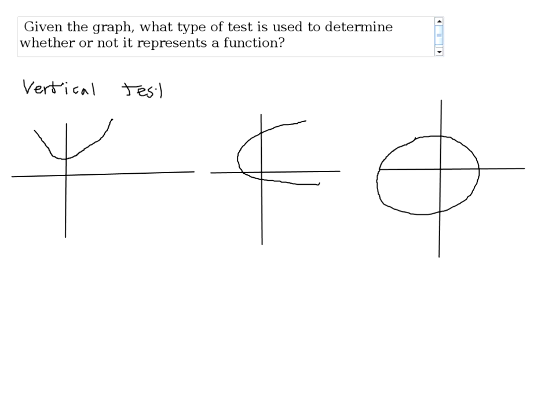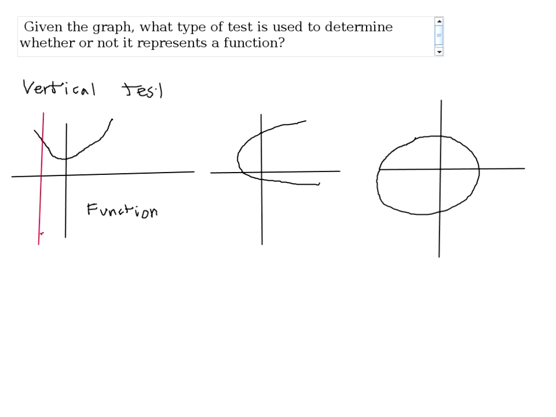So we need to draw a vertical line like this. And if I move this vertical line to the right and left through the graph, if this vertical line intercepts your graph at exactly one point and one point only, then that would represent a function. So we can say this is a function. That's the vertical test. Function.